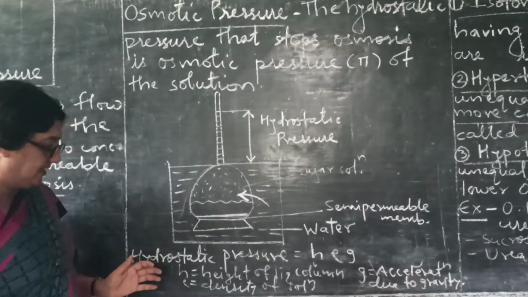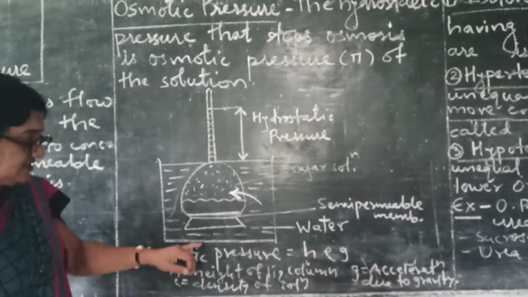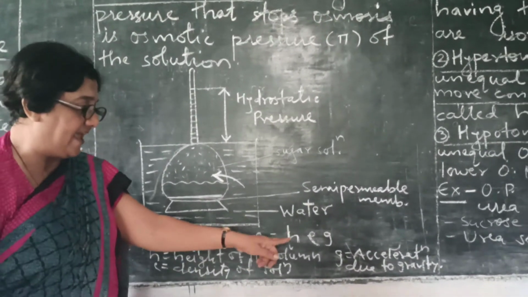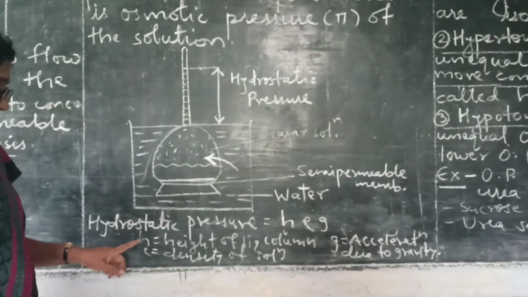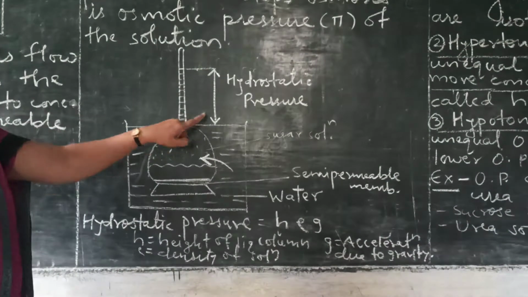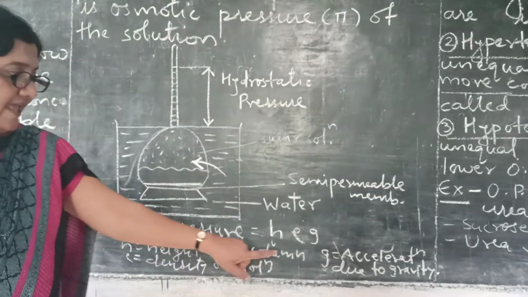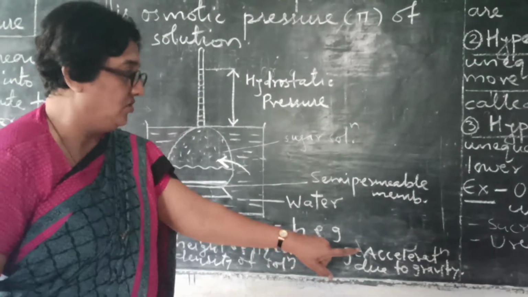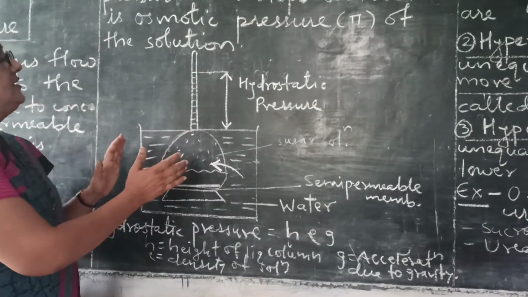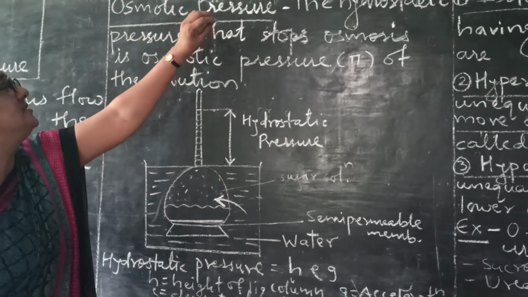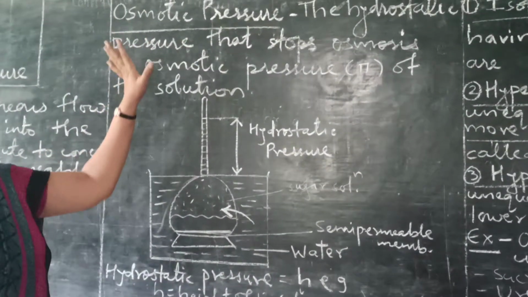So how is the osmotic pressure calculated? The hydrostatic pressure is calculated as h rho g. What is the meaning of h? h is this height of the liquid column. Rho is the density of the solution and g is the acceleration due to gravity. This is a very simple term. Osmotic pressure means the pressure that stops the osmosis.